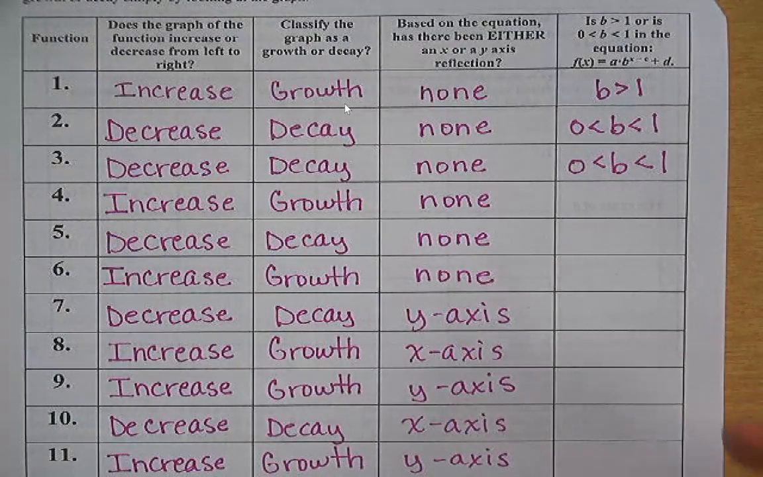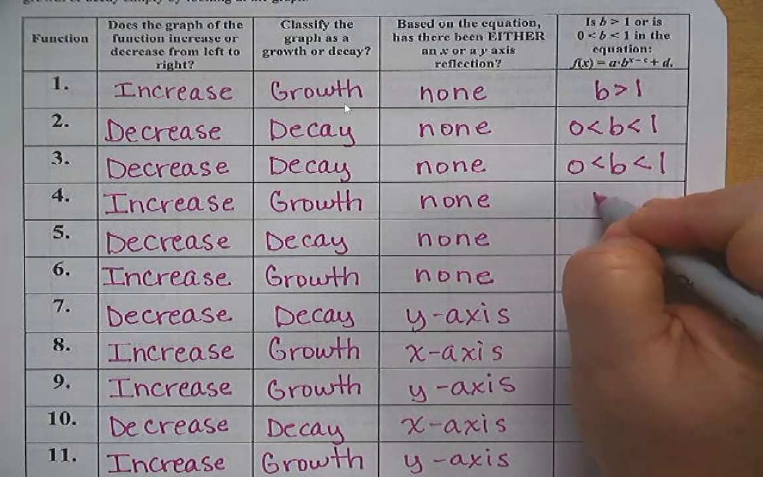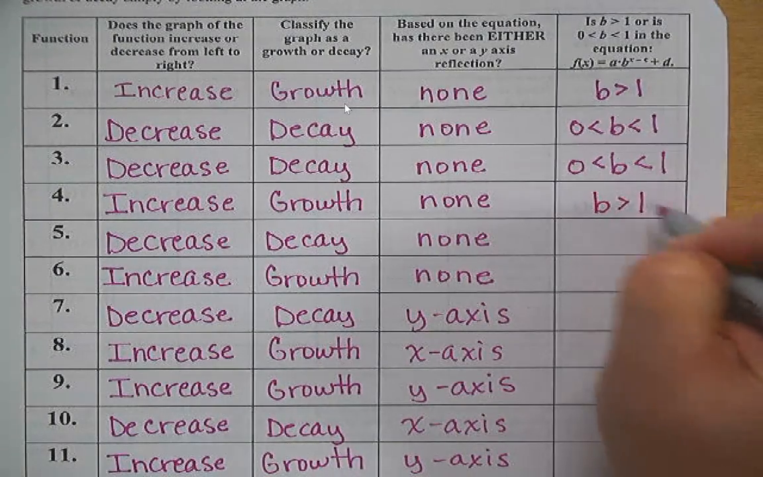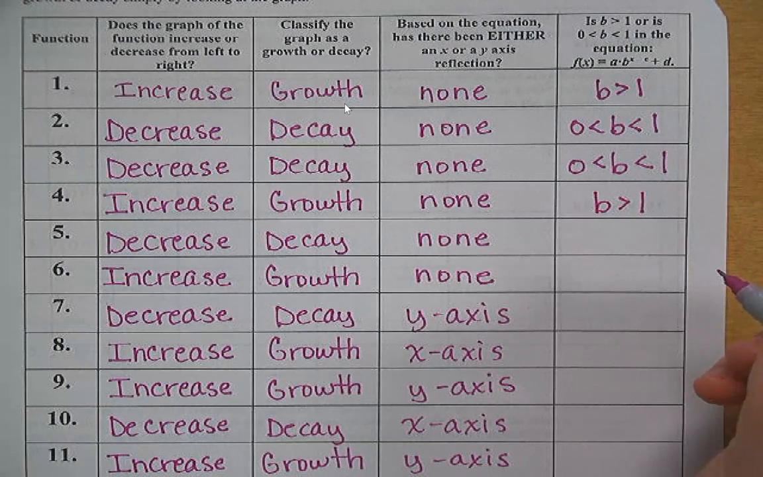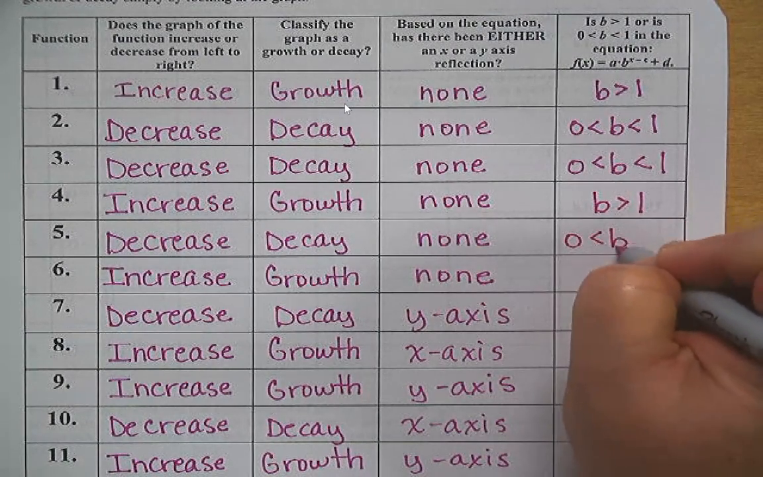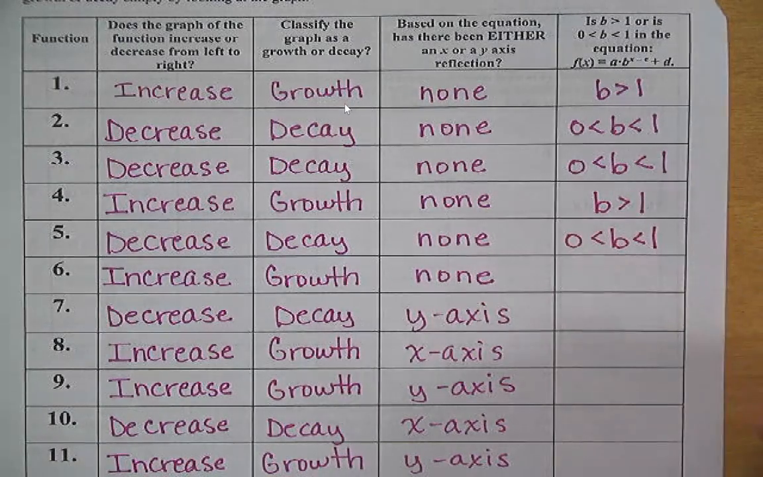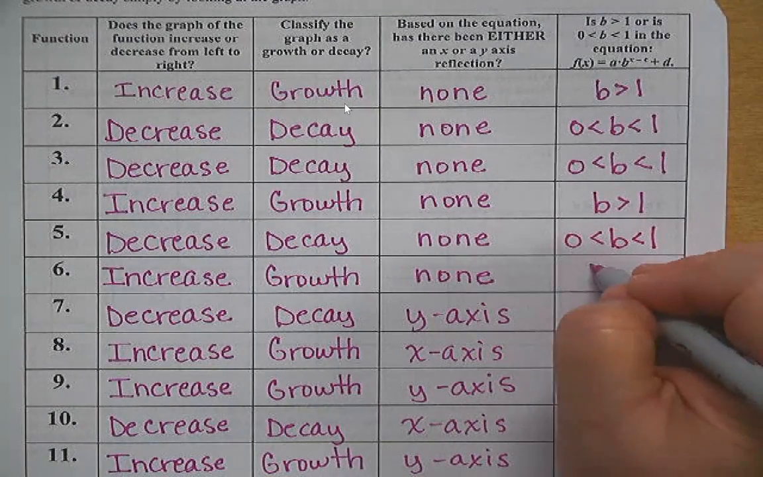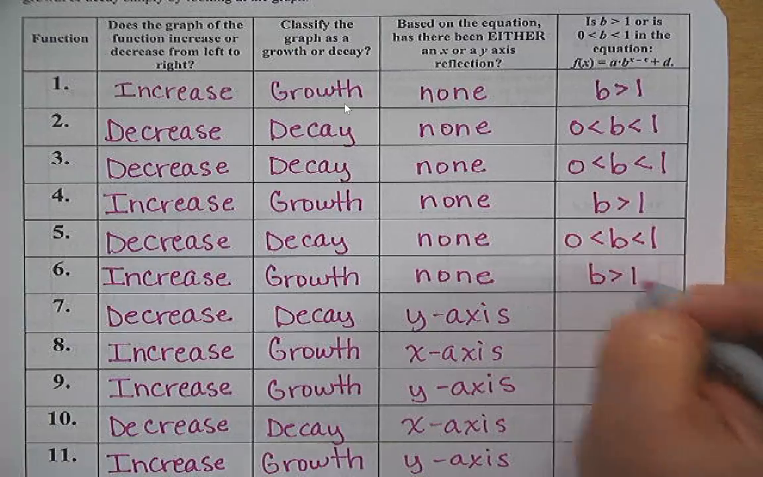So let's add that. So number 4, the b value was greater than 1, 3/2. Number 5, it was 0.4, so that's between 0 and 1. And number 6, it was 3, so greater than 1.